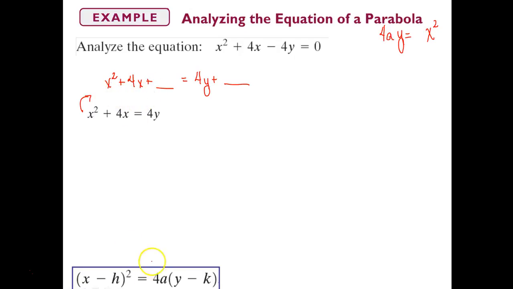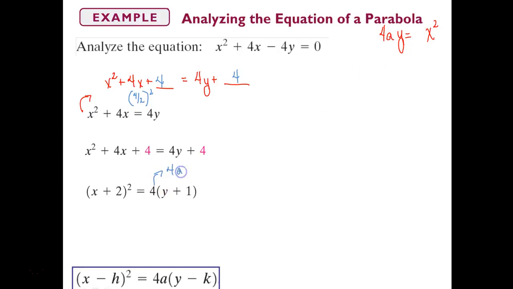And so what will always work is if you take the b value, divide it by 2, and square it. That's the number that's always going to get added in on both sides. And so I'm going to add the 4 to both sides, and then I'm going to start to factor everybody. Of course, the left's going to factor into an x plus 2, that quantity squared. Over on the right, I'm going to be able to factor out the 4. This is now equal to a 4a, which means a needs to be 1.